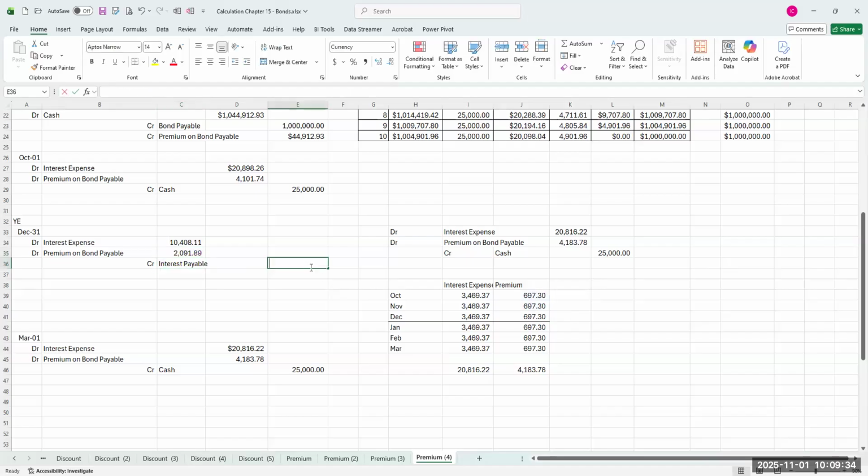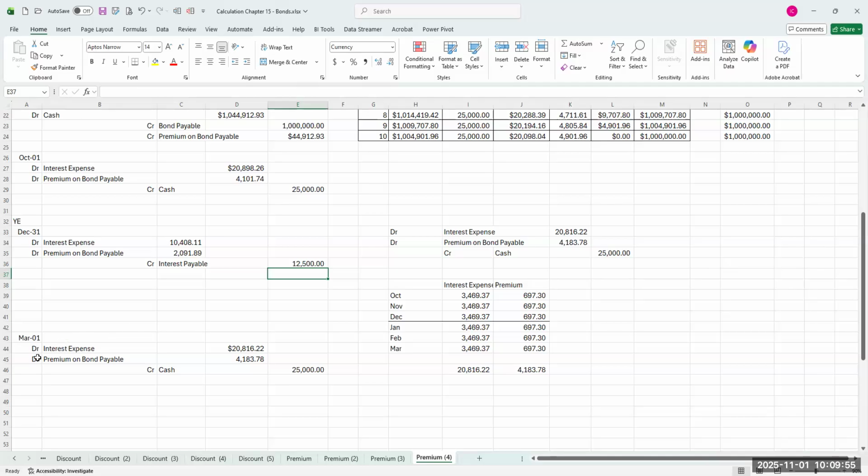And bond payable simply will be the calculation between this one and that one. My first entry is done. Now the second entry, that's for the year end. Now I'm accruing my interest payable and I'm showing my interest expense and amortization of the premium on the bonds.